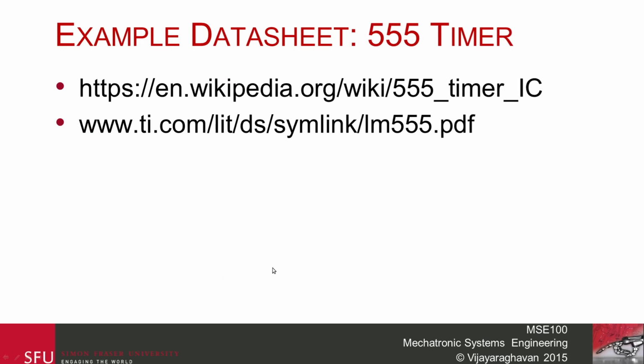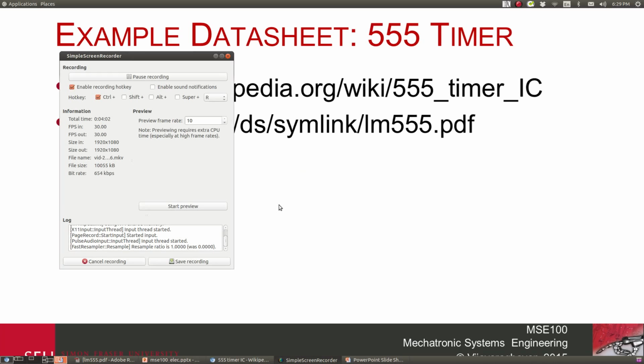16 and so on. What we're going to do is really quickly look at a single example data sheet. We're going to look at the 555 timer data sheet. If you wanted more information, you can look at the Wikipedia article for the 555 timer, which is this link over here, or you can look at the data sheet for the LM555, which is the data sheet we're going to look at right now.